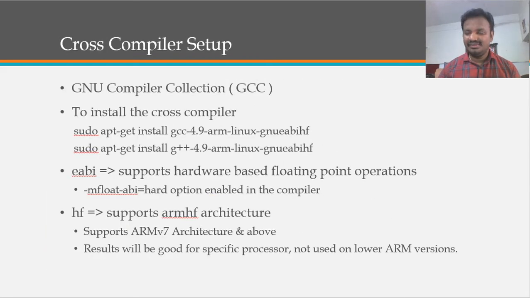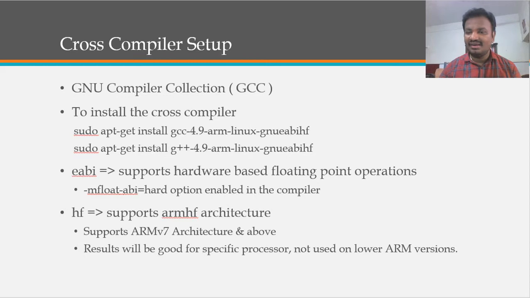The cross compiler is one that runs on platform X and generates output for platform Y. That is the cross compiler, and the GNU compiler collection is ported and created as a cross compiler over here. To install that cross compiler in an Ubuntu environment, you can run sudo apt-get install gcc-4.9-arm-linux-gnueabihf, that we will see over here.